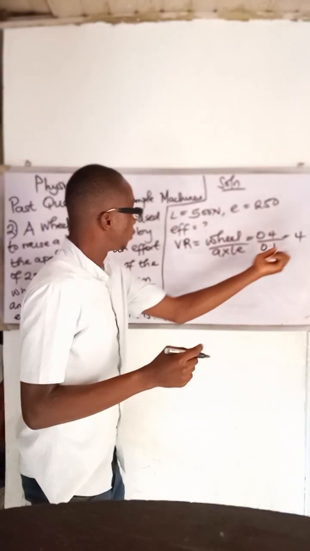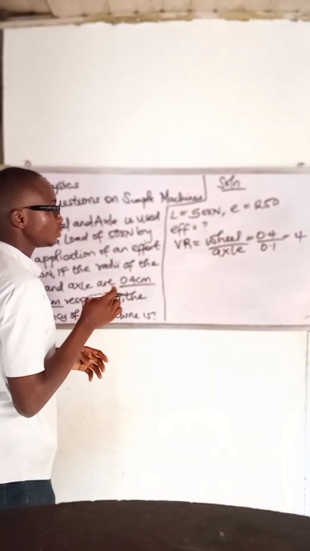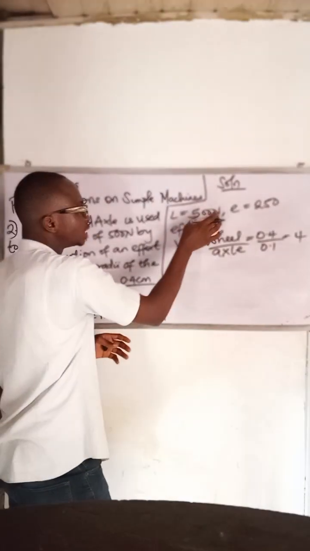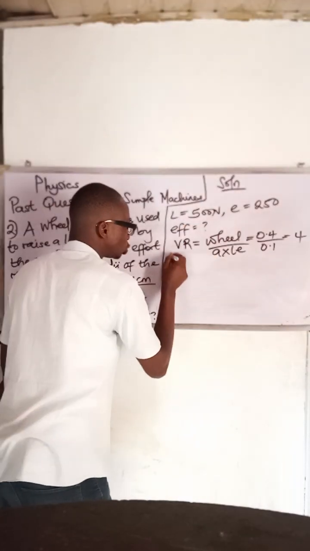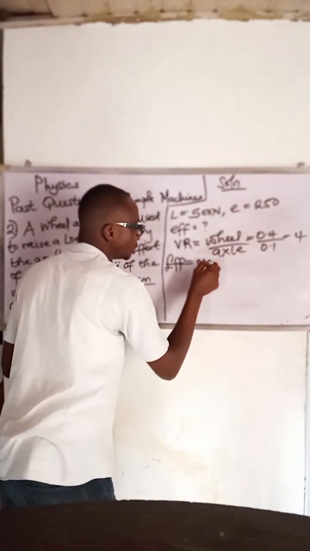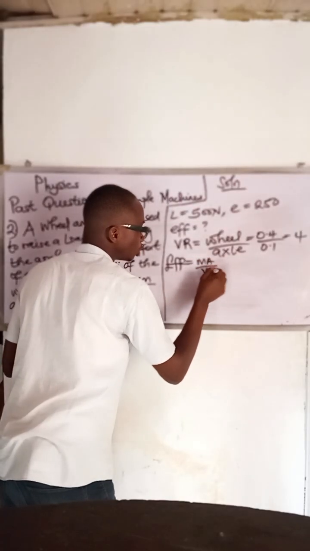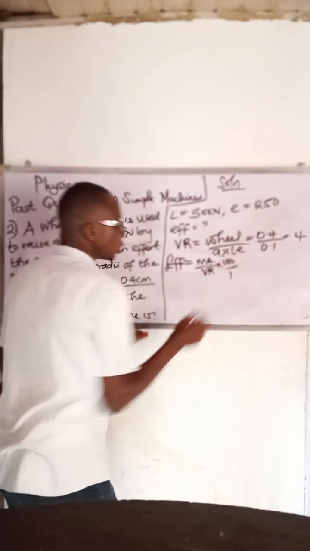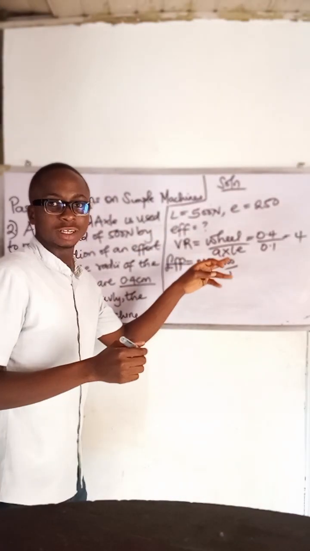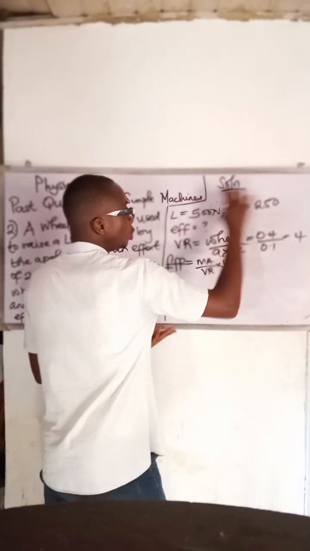Alright, now we have the velocity ratio and they say we should calculate for the efficiency. But we've not calculated the mechanical advantage. If we want to calculate efficiency, efficiency is equal to mechanical advantage, MA, over velocity ratio times 100 over 1. We have not calculated for the mechanical advantage, so you see that we have to calculate for it. And it is very easy for us to calculate because we're given the load and the effort.